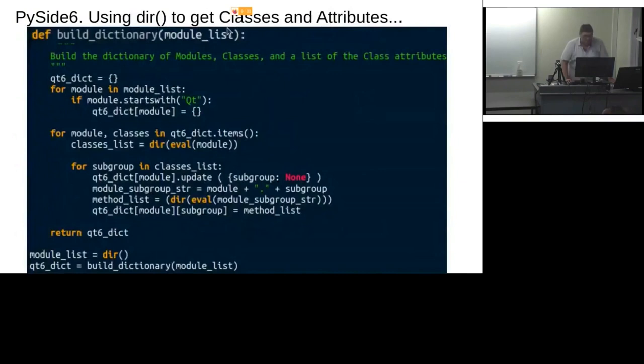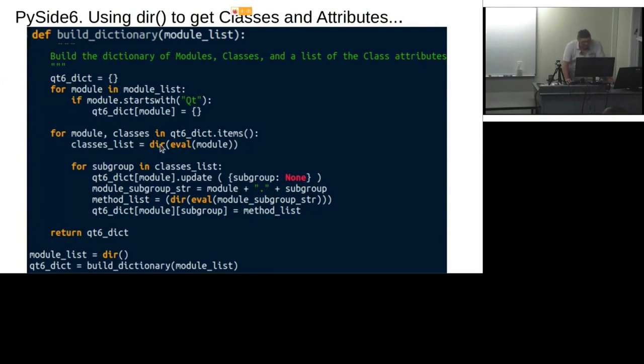And anyway, moving on, what else do we got here? One of the things with the way my code works is I build the dictionary down here, because I've done all those imports and I've got the 46 modules, so my module list is dir of that. Then I call my little routine here, pass the module list to it, and create a dictionary, and then look for anything that starts with Qt, because all modules start with Qt, and start building a dictionary.